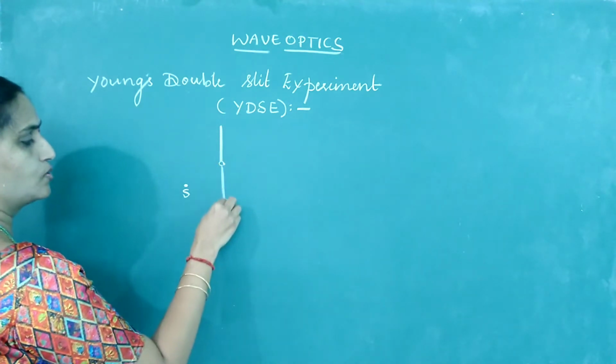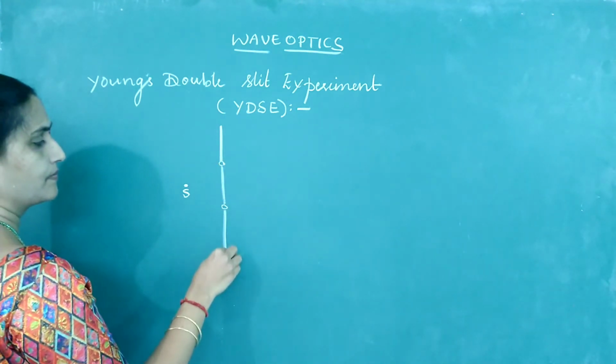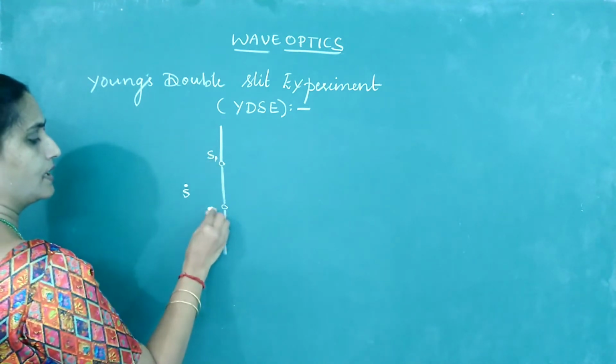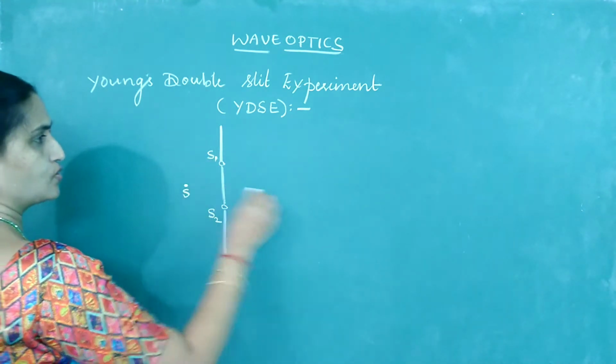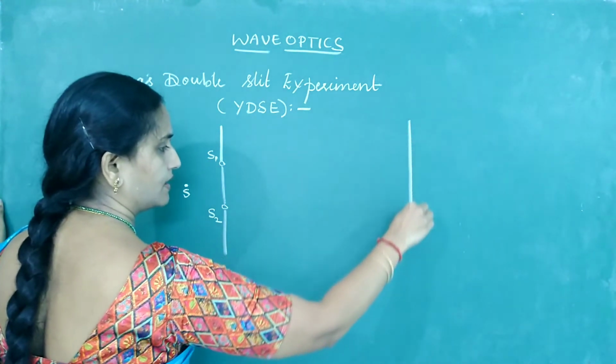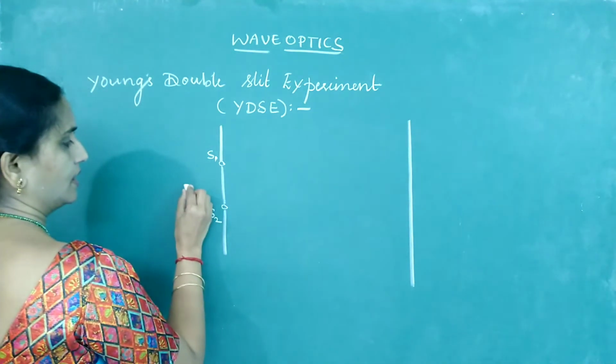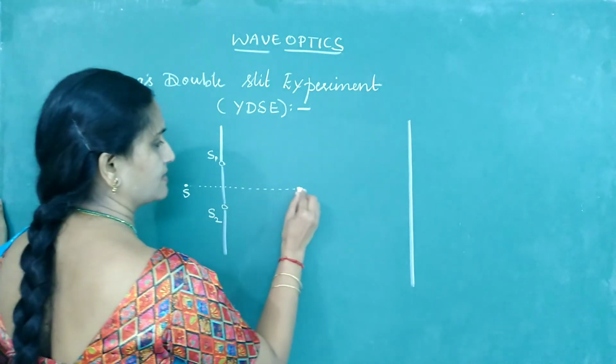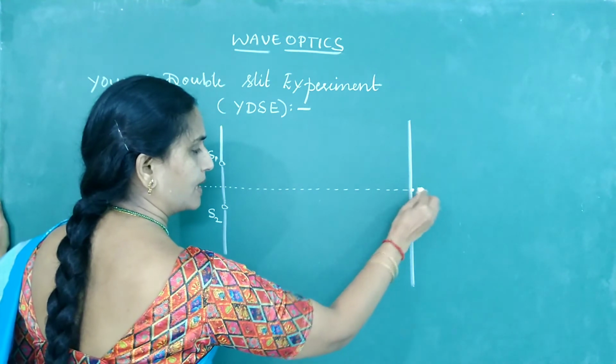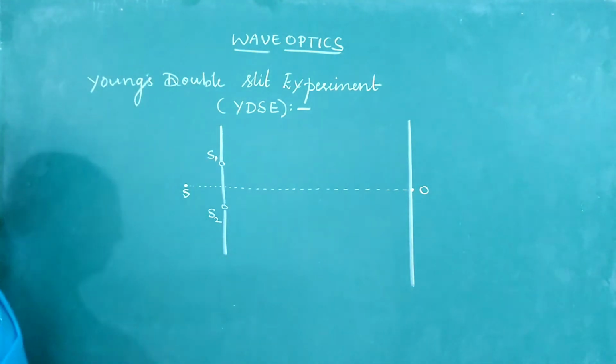Assume that these are the two slits, S1 and S2, and here is your screen. A line which is passing through S. I'll mark this point as O.